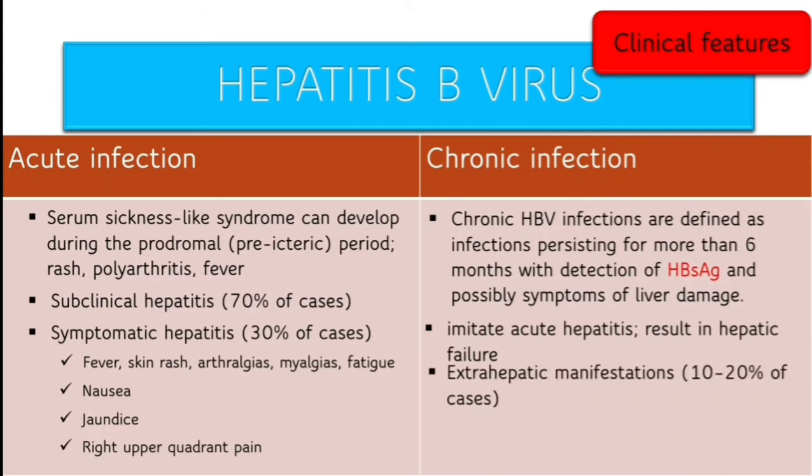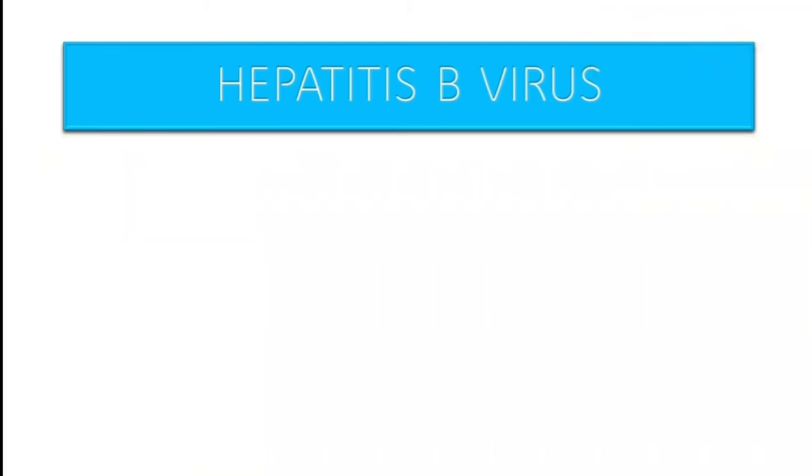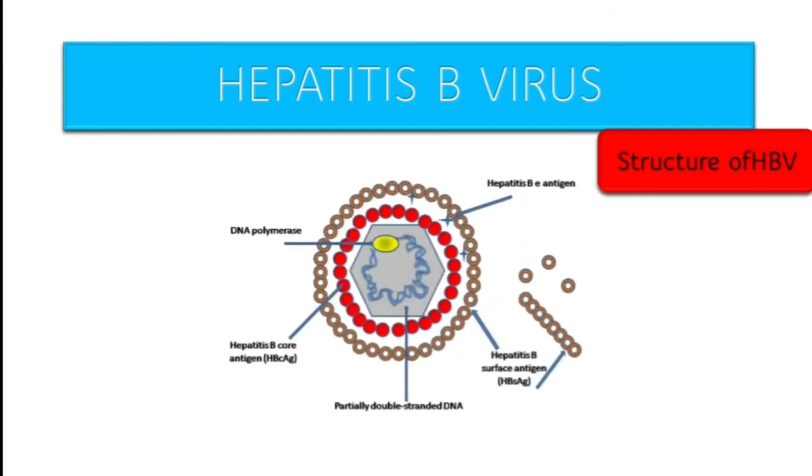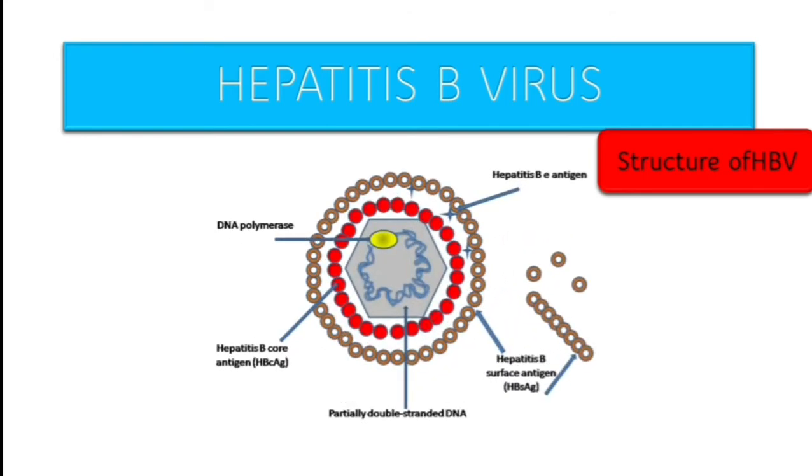Extrahepatic manifestations occur in about 10 to 20% of the cases, and they include polyarteritis nodosa and membranous glomerulonephritis. Right. So now, before talking about serology of HBV, I just want to show you the structure of this virus, because in the last slide we saw the HBV surface antigen, right? Okay, so the basic structure looks like this.